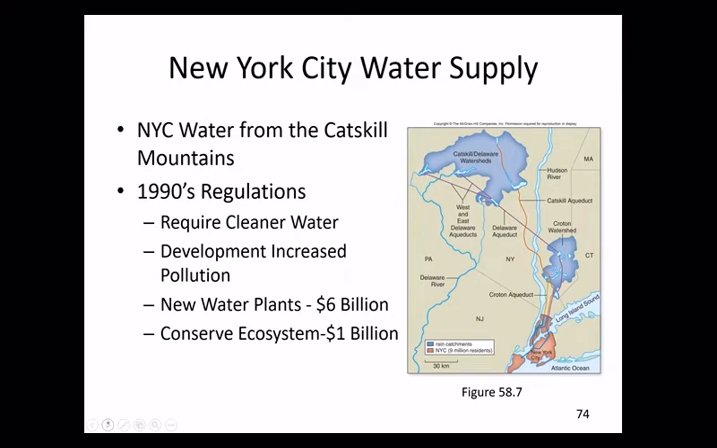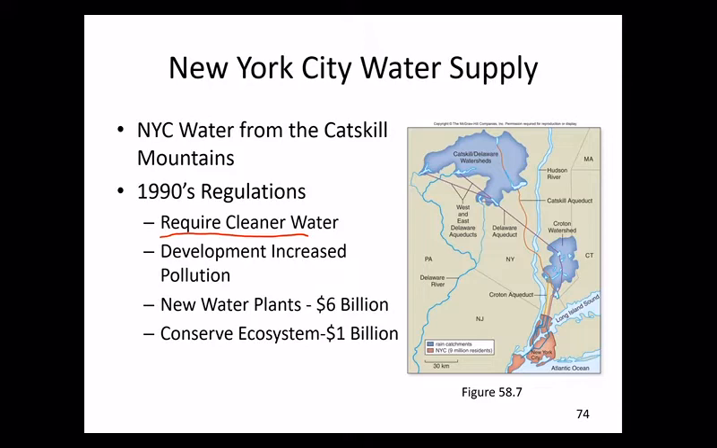Now, a specific example was shown in the New York City water supply. Okay? And so in the 1990s, there was a movement to dramatically improve the quality of water that the people of New York were being given. And so they required cleaner water qualities and increased removal of pollutants from there.